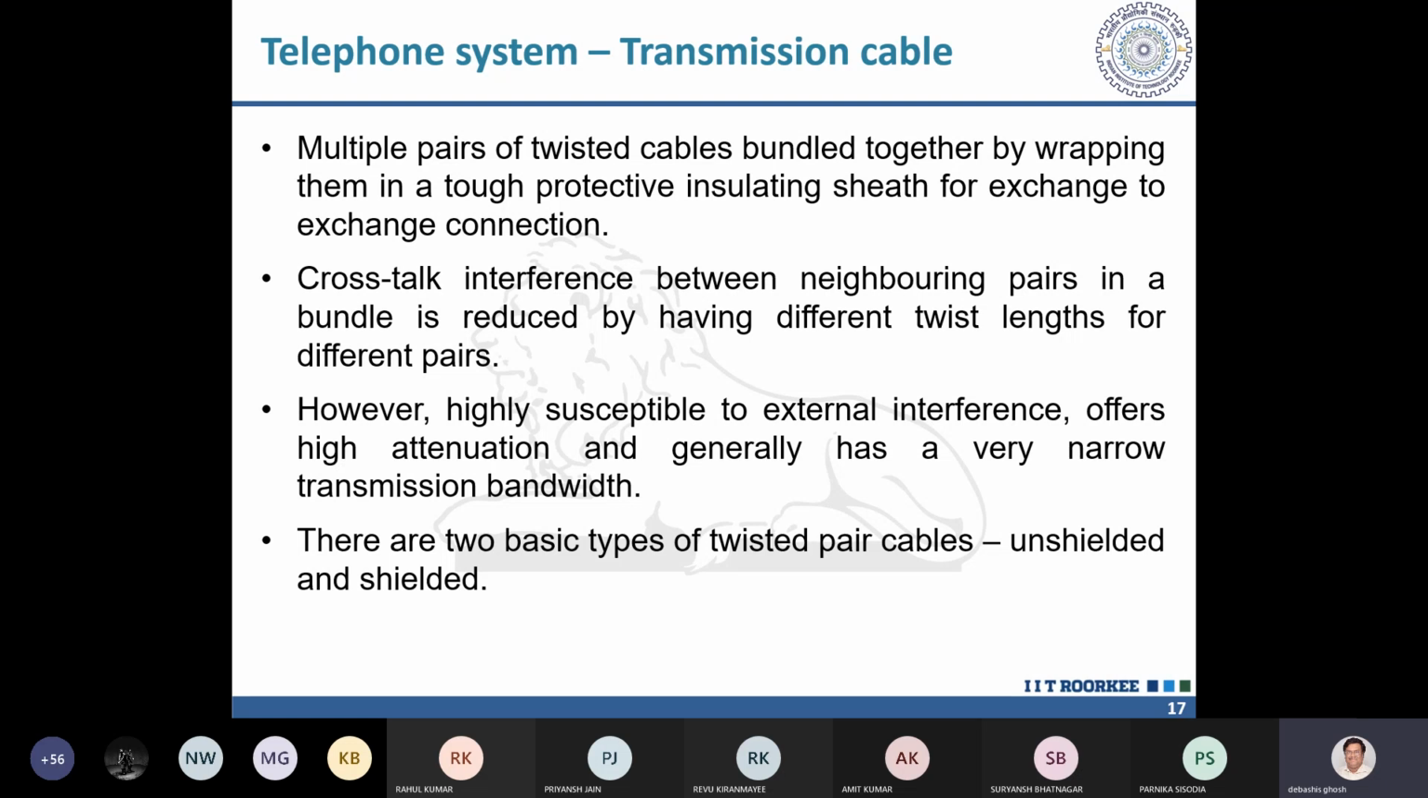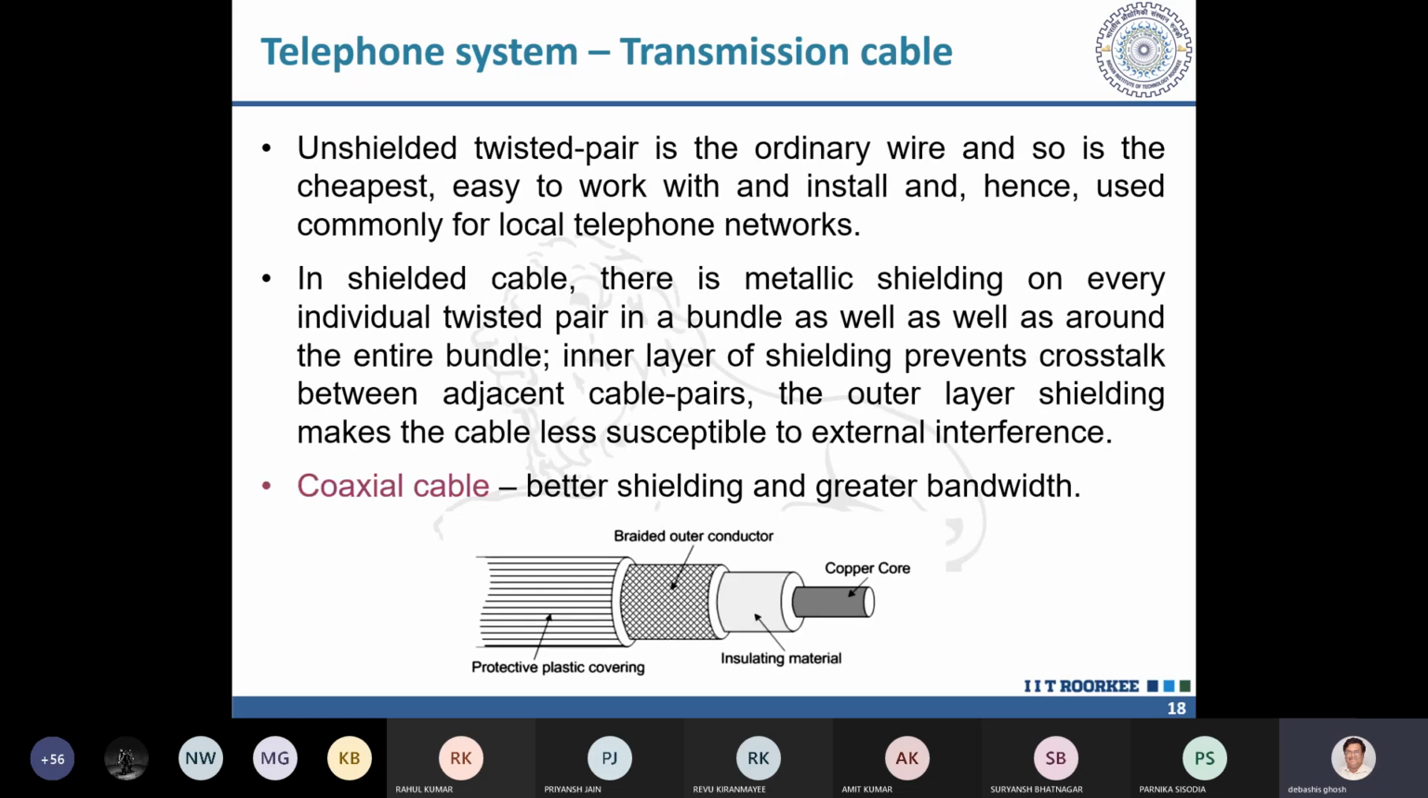So the first development was that these twisted pair cables were made shielded and unshielded. Unshielded were the first ones, and then they were made shielded to take care of some of the interference problem. So that is how the telephone cables were gradually developed. We'll continue from here in the next class. We'll go into the details of the transmission system.